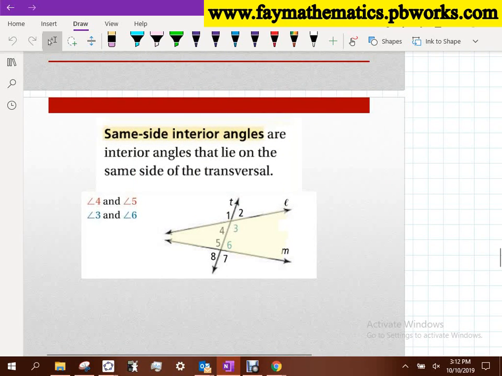These angles are same side interior, so 3 and 6 are same side interior, and 4 and 5 are same side interior. They're just interior angles that are on the same side of the transversal.